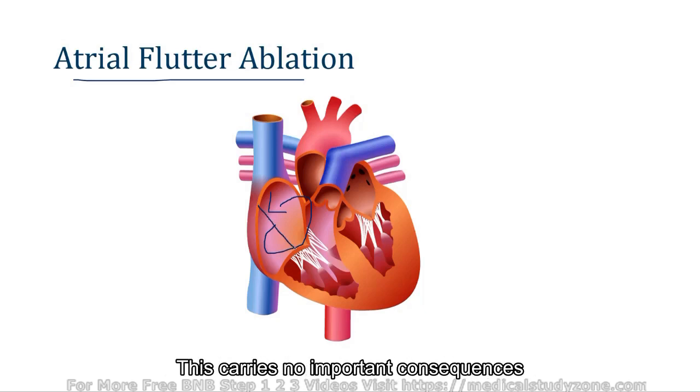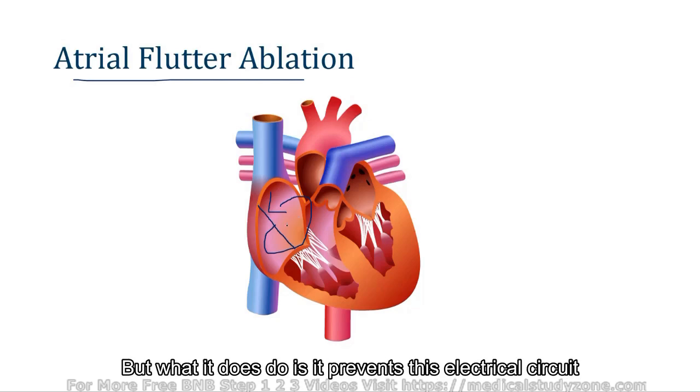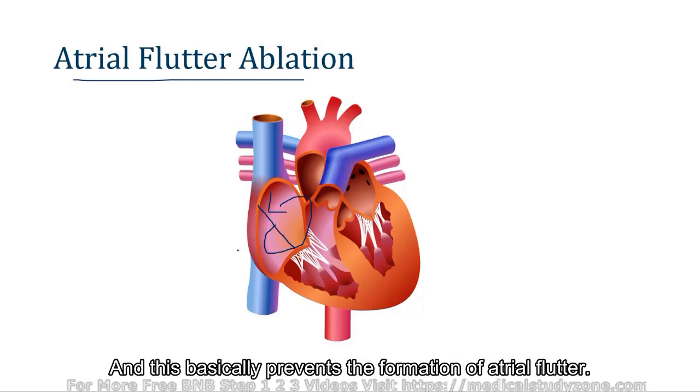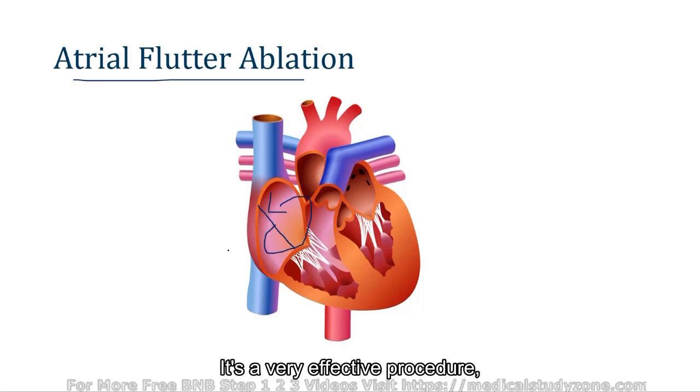This carries no important consequences for the overall function of the right atrium. But what it does do is it prevents this electrical circuit from going around the right atrium because there's a line down the middle of it that will not conduct electricity. And this basically prevents the formation of atrial flutter. It's a very effective procedure, and it's usually done in people who have recurrences of atrial flutter after medical therapy. And that concludes our module on atrial fibrillation and flutter.